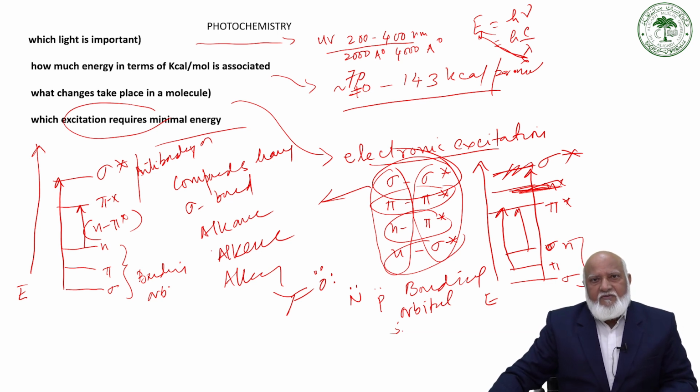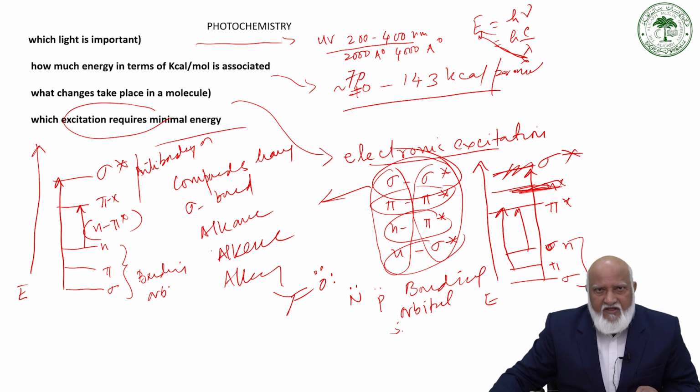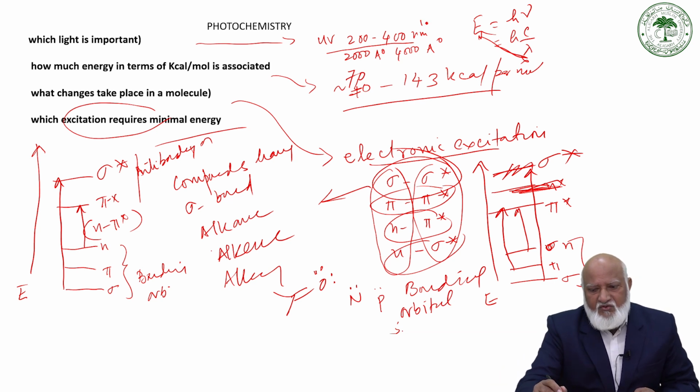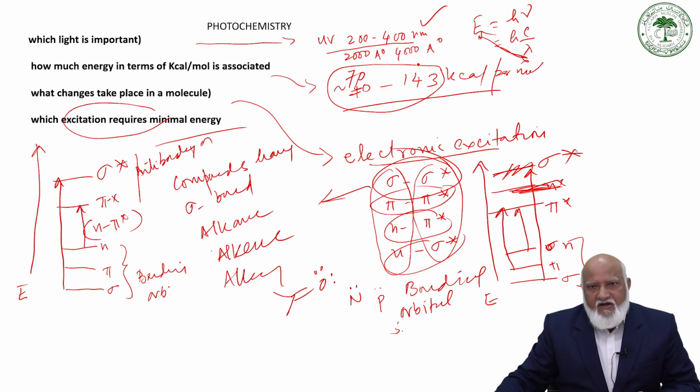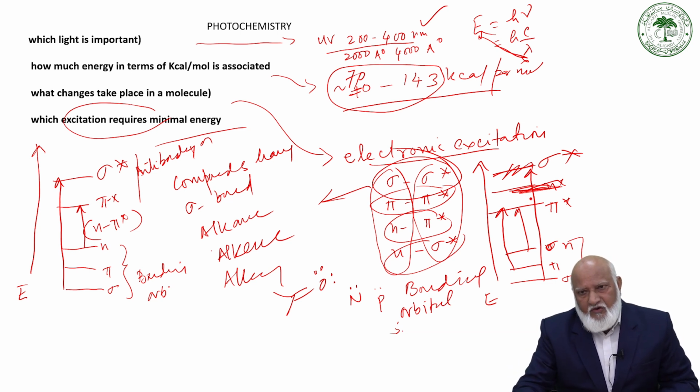When we talk of photochemistry, it is the interaction of light, mainly the UV light. How much energy are we giving to the molecule? We are giving energy roughly equivalent to 70 to 140 kilocalorie per mole. And what happens when we give this much energy? The molecule undergoes electronic excitation from bonding orbital to anti-bonding orbital.